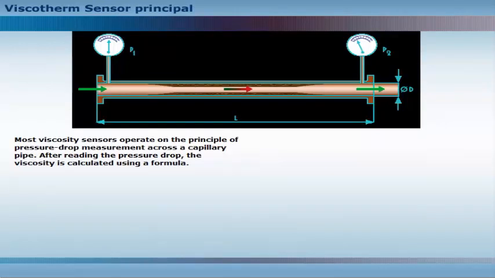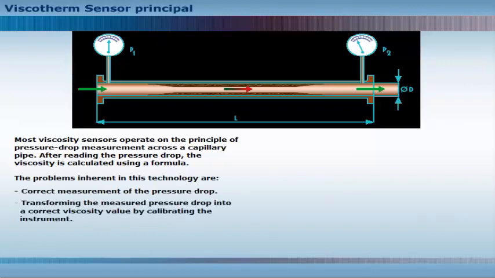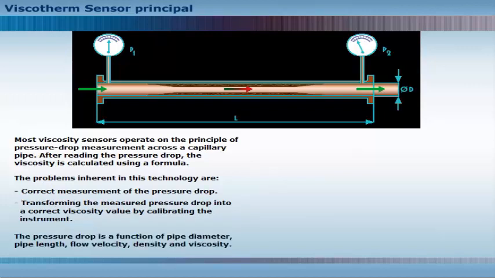Most viscosity sensors operate on the principle of pressure drop measurement across a capillary pipe. After reading the pressure drop, the viscosity is calculated using a formula. The problems inherent in this technology are correct measurement of the pressure drop, and transforming the measured pressure drop into a correct viscosity value by calibrating the instrument. The pressure drop is a function of pipe diameter, pipe length, flow velocity, density, and viscosity.